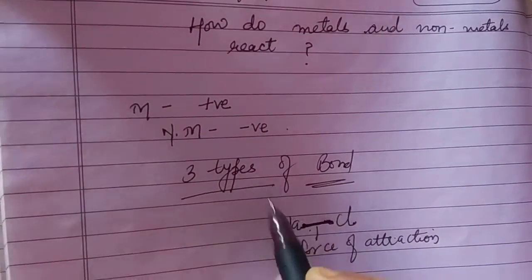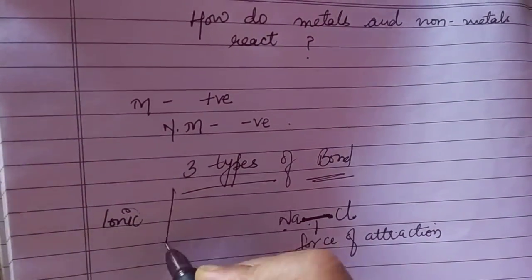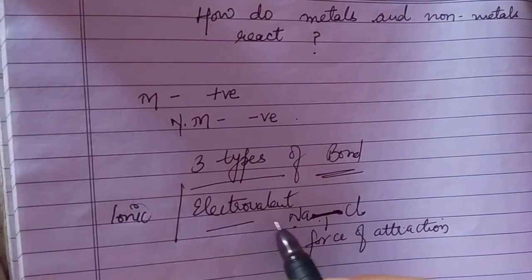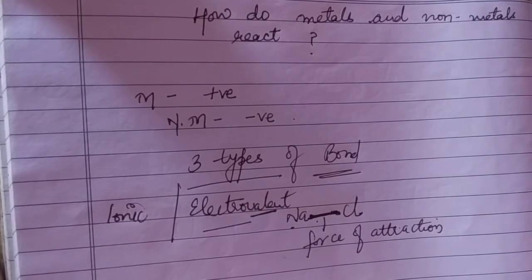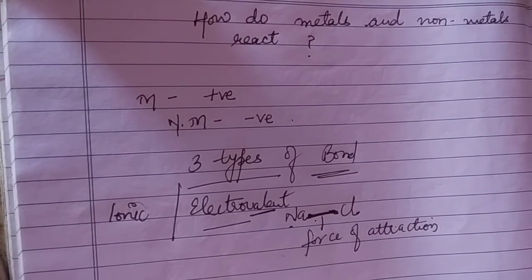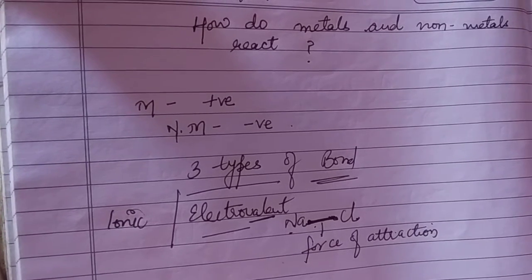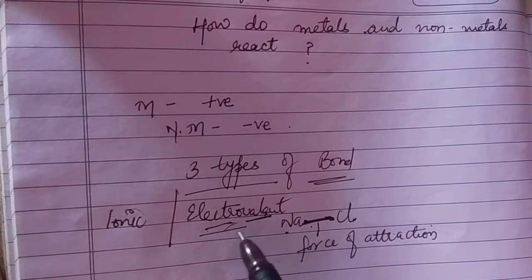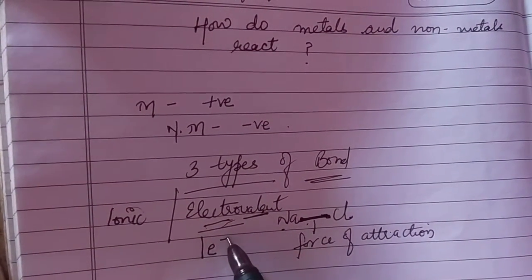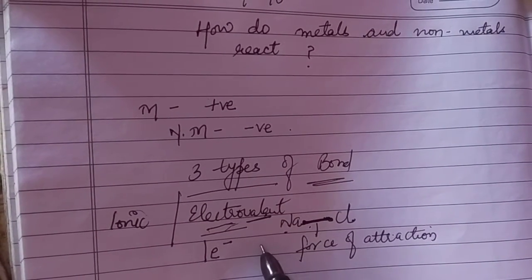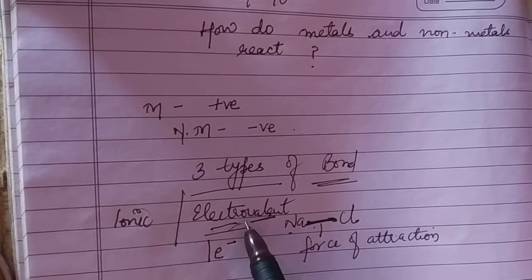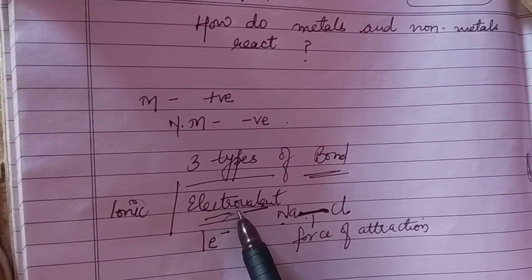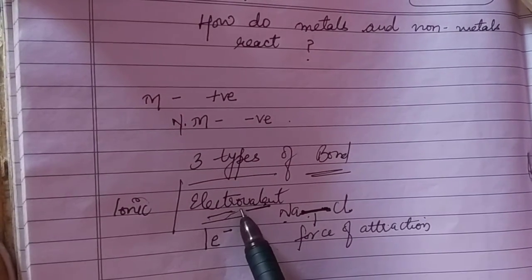The first type of bond is ionic bond, which we also call electrovalent bond. As I already told you about what valency is: minimum gain or loss of electrons from the valence shell, meaning from the outermost shell. And electrovalent means there is a valency of only one electron, either to give or to take, right? So the definition of ionic bond is giving and taking of electrons, transfer of electrons.